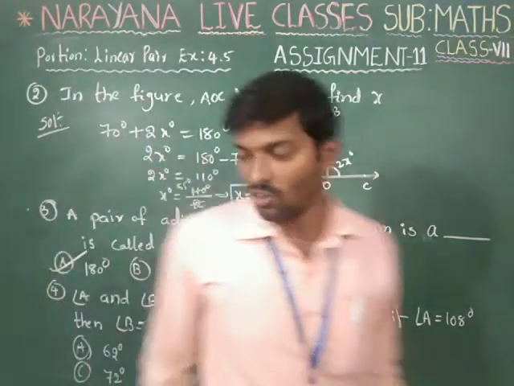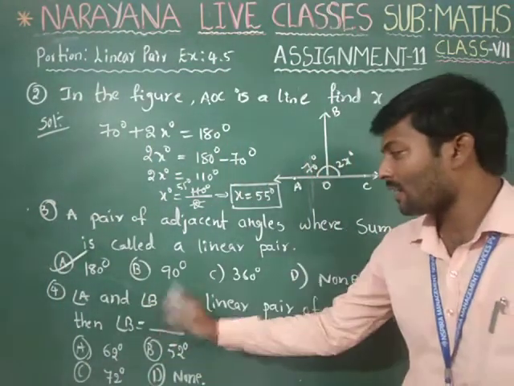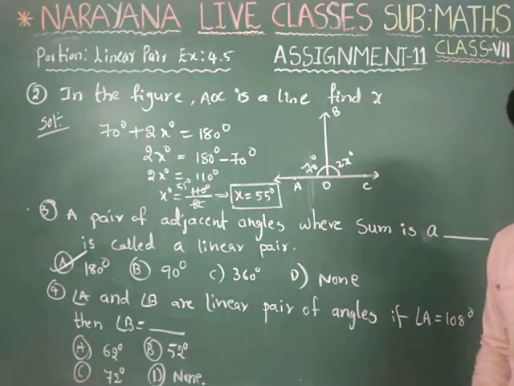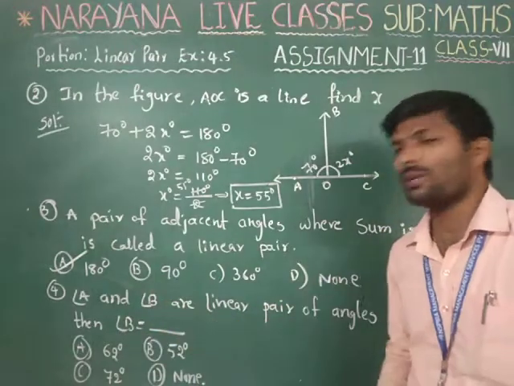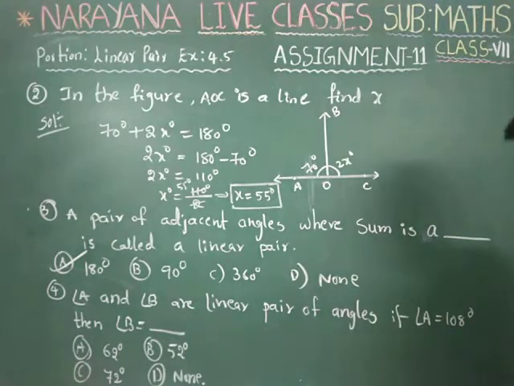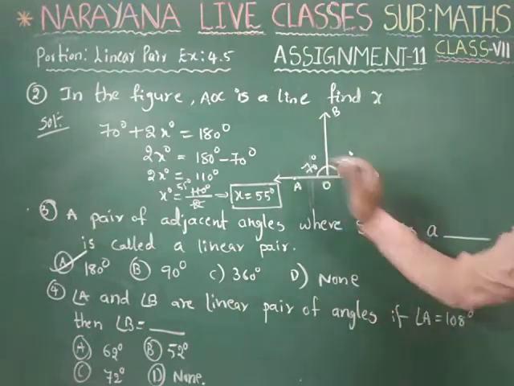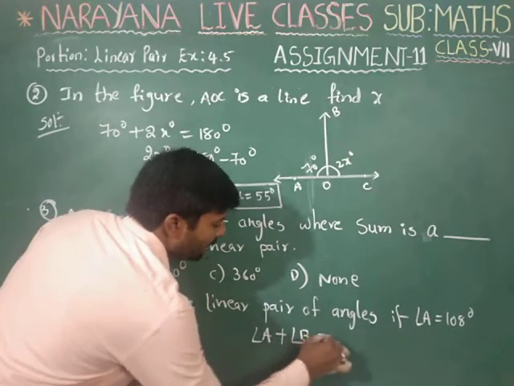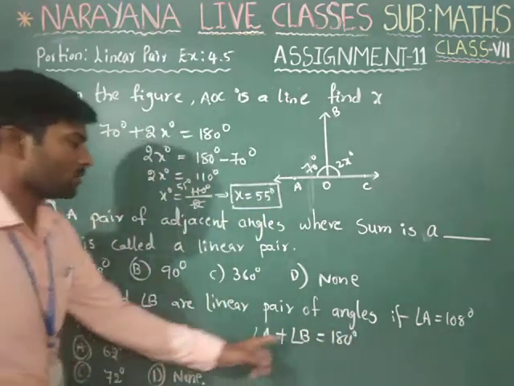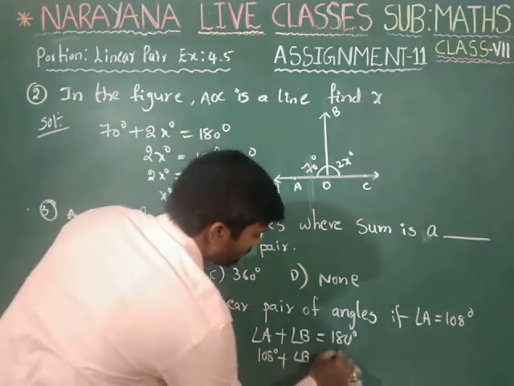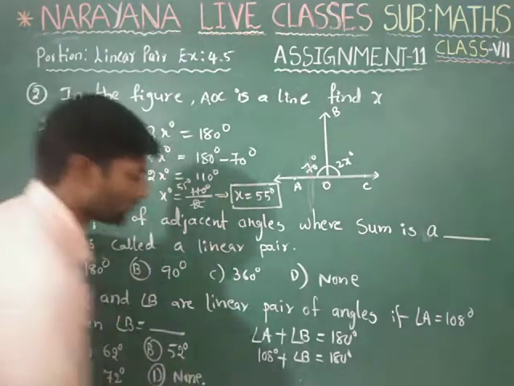Next, let's go for the fourth multiple choice question. Angle A and angle B are a linear pair of angles. If angle A is equal to 108 degrees, then find angle B. So angle A and angle B can form a linear pair. They have given angle A is equal to 108. From linear pair, the sum of two angles, angle A plus angle B, is equal to 180 degrees. As we know, angle A is 108 degrees, so 108 degrees plus angle B is equal to 180 degrees. From this, solve the value of angle B.